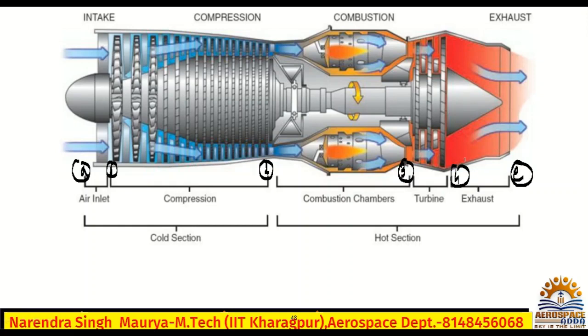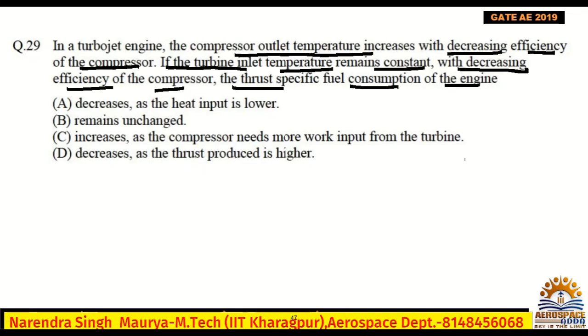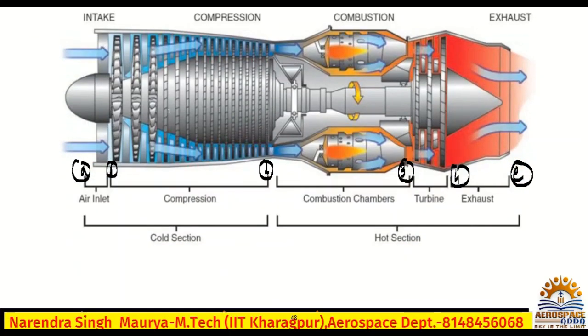Based on this, check what they are saying: the compressor outlet temperature increases with decreasing efficiency of the compressor. Now, if the turbine inlet temperature remains constant with decreasing efficiency of the compressor, the thrust specific fuel consumption of the engine. So where is the turbine inlet temperature? This is the turbine inlet temperature, meaning T03. It is constant. Listen carefully, okay?